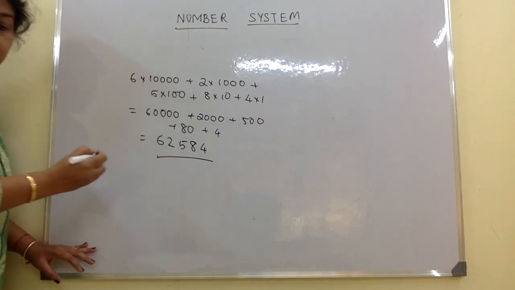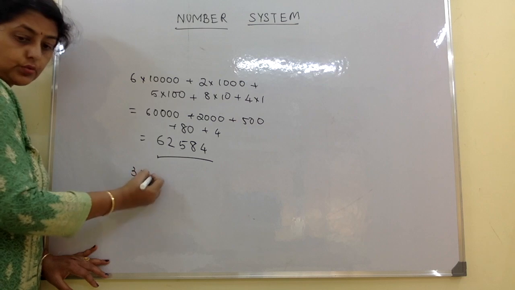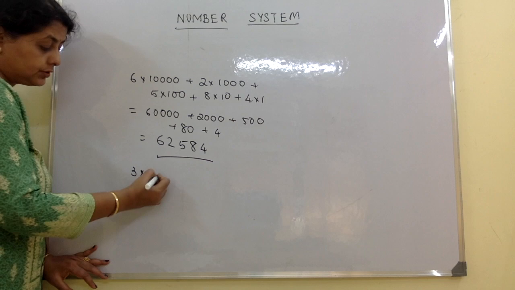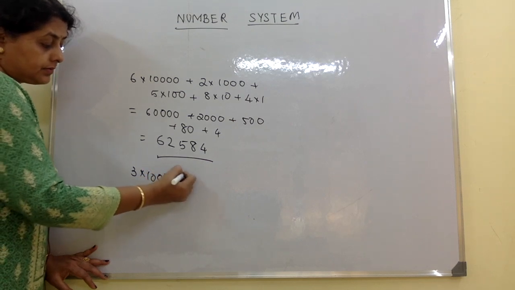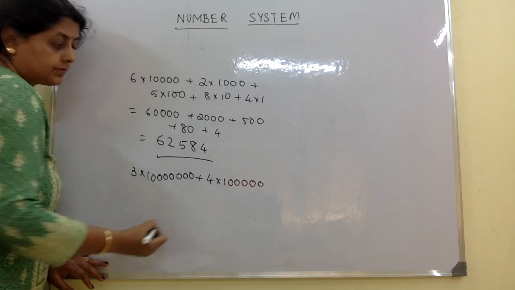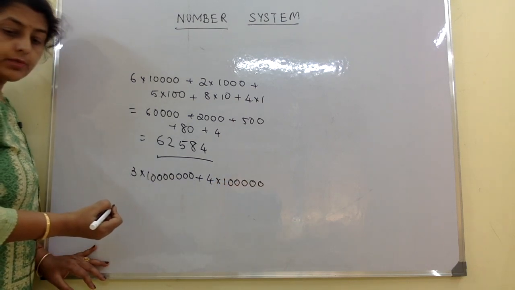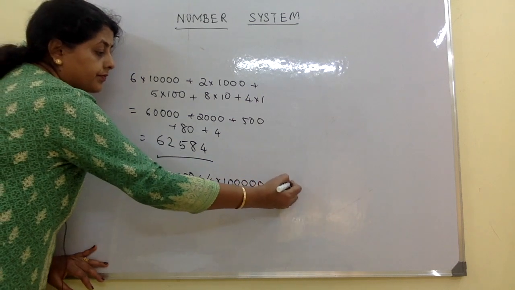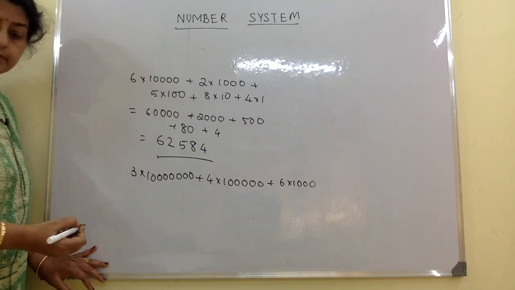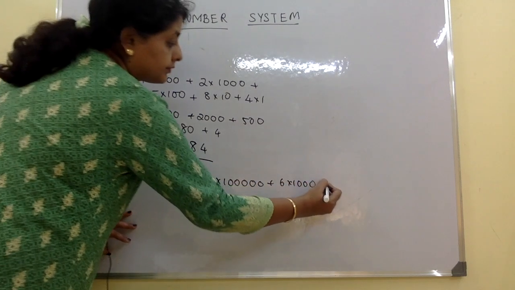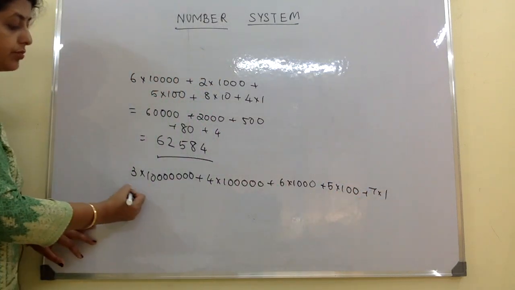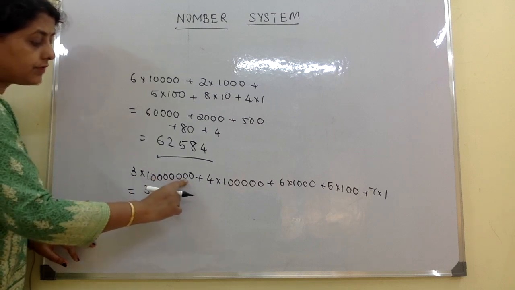Okay, then supposing it is 3 into 7 zeros plus 4 into 5 zeros plus 6 into 3 zeros plus 5 into 100 plus 7 into 1. Now I'll write it in the numeral form. First it is 1, 2, 3, 4, 5, 6, 7.